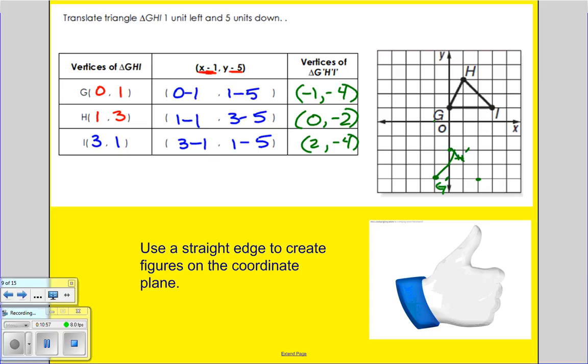Okay, so then here's my new triangle. If I had a straight edge, I could draw that better. I don't. You need to use a straight edge. Okay, so here's my new triangle. It is 1 unit left and 5 units down from the original.